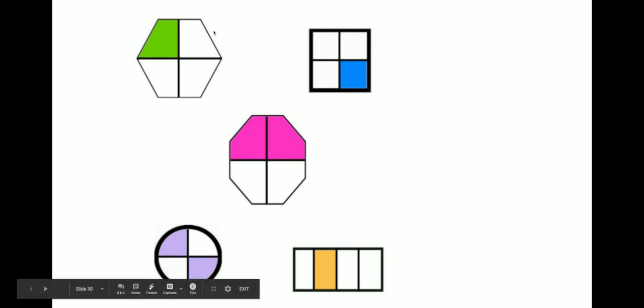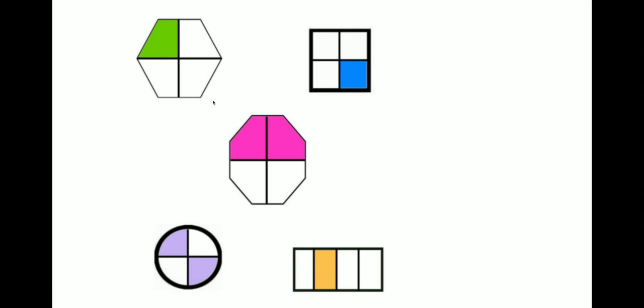Let's practice identifying these fractions. What fraction of this shape is white? Did you say 1, 2, 3 out of 4, 3/4? Good job. What fraction of this square is blue? I have one part, that's my numerator, but my total number of pieces is 4. My whole fraction would be 1/4.